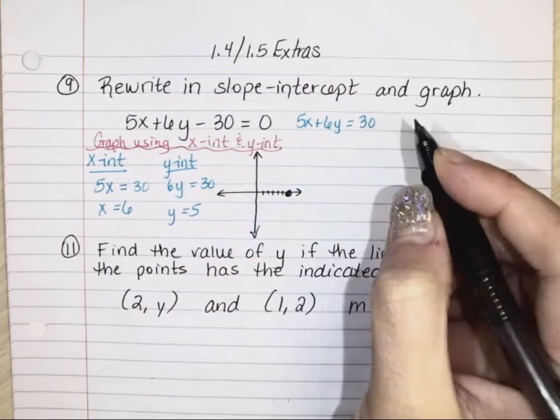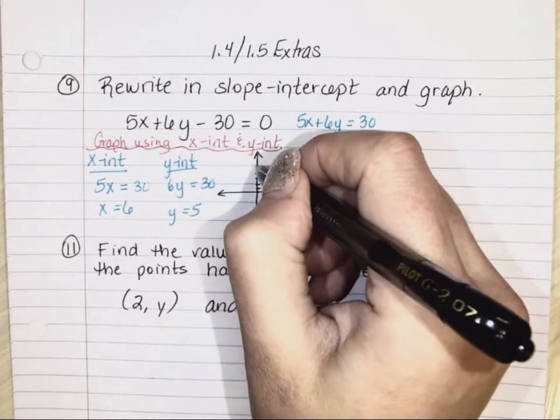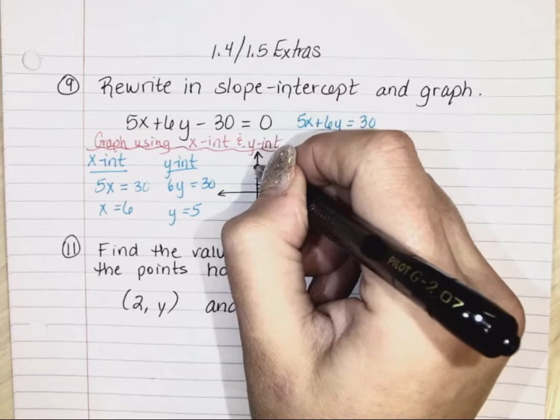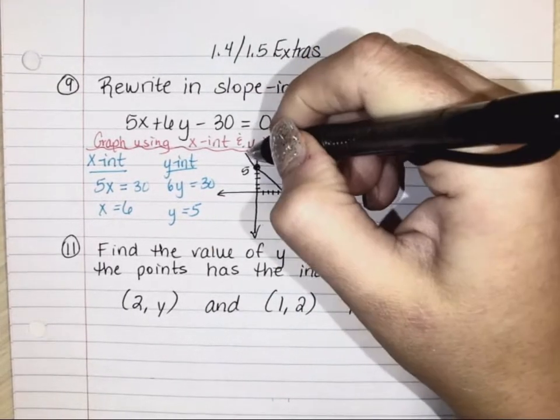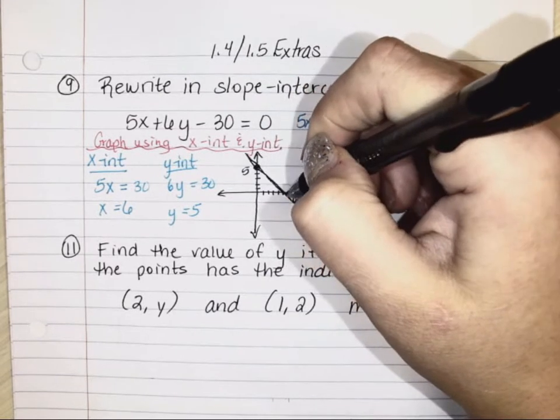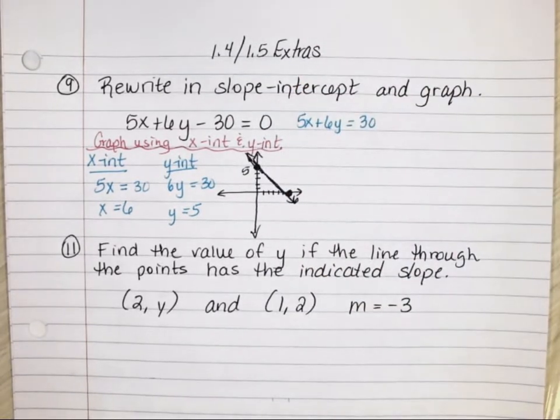We'll have a point there at 6 on the x-axis, a point at 5 on the y, and then connect them.